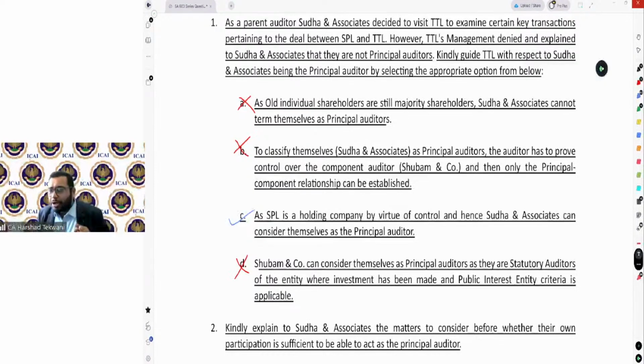The matters which are important, let's say, for example, tomorrow I come to you and ask you, okay, are you comfortable to act as a principal auditor? And when I say principal auditor, it's not the auditor of a particular company. It comes with some additional responsibilities. If I say you are a principal auditor, it means there is an additional responsibility towards the component auditor, towards the whole, you can say, consolidated financial statements. Correct, Namrata?